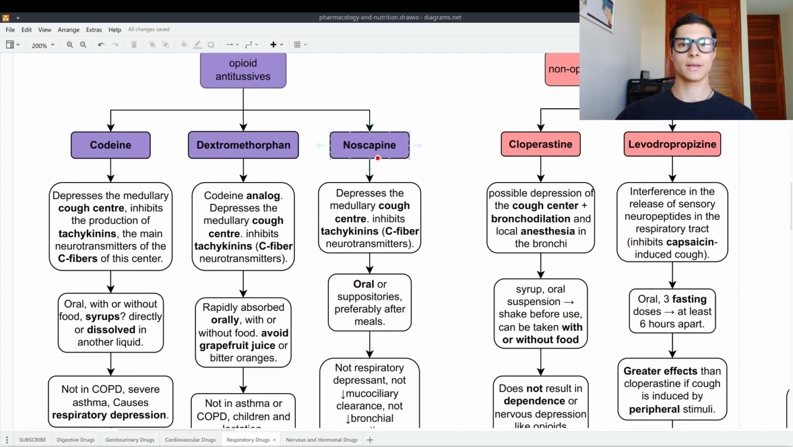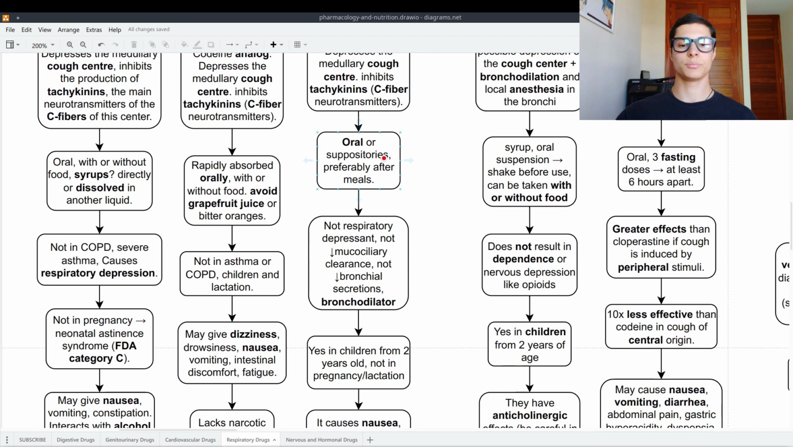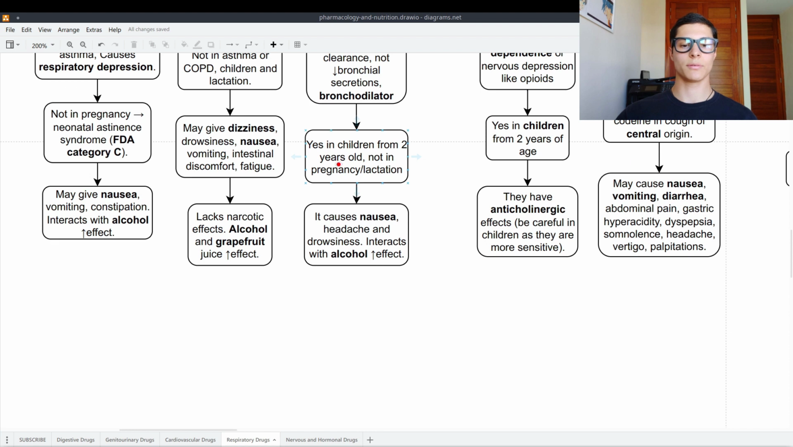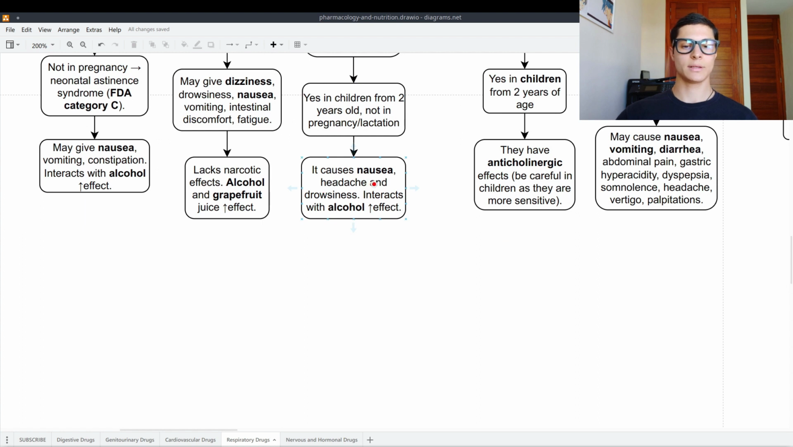And then the noscapine. Guess what is the mechanism of action? It depresses the medullary cough center, inhibiting the tachykinins, which are the C fiber neurotransmitters. It is taken orally or as a suppository, when orally, preferably after the meals. Not prescribed in respiratory depression, and not when there is a low mucociliary clearance, as well as when there is a low bronchial secretion, because it is a bronchodilator. You can prescribe it in children from 2 years of age, and better not in pregnancy and lactation. It causes nausea, headaches, and drowsiness. And as the others, it interacts with alcohol, increasing its effect.